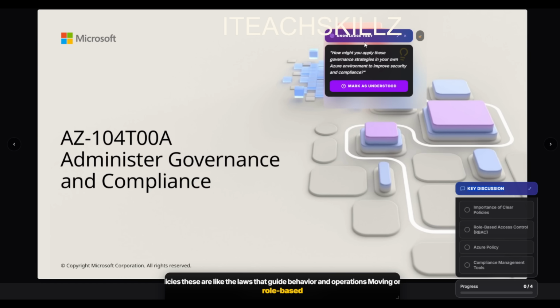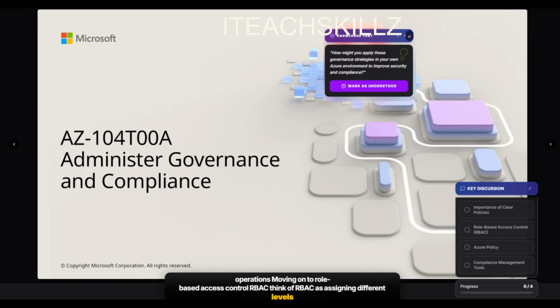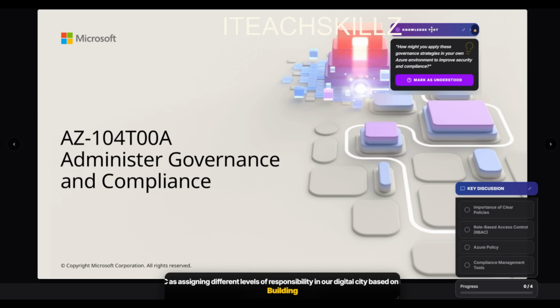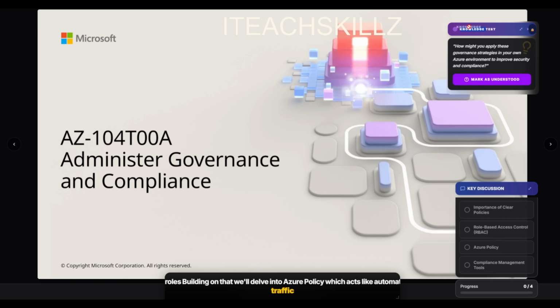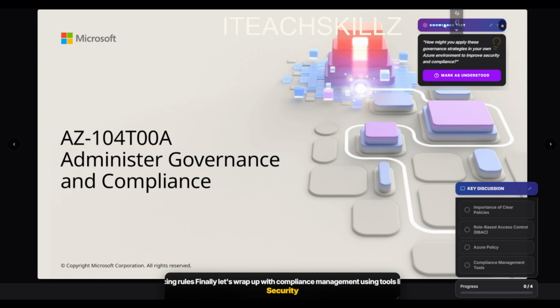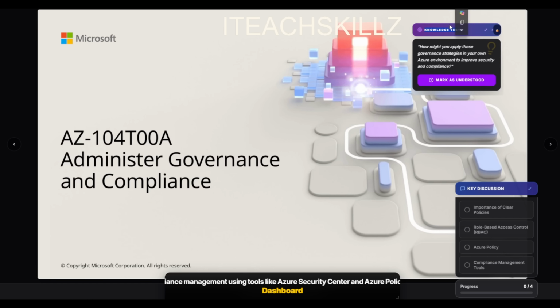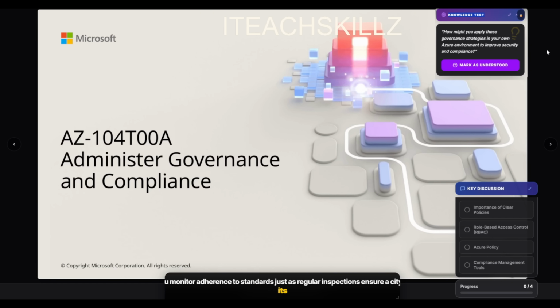Moving on to role-based access control, RBAC. Think of RBAC as assigning different levels of responsibility in our digital city based on roles. Building on that, we delve into Azure Policy, which acts like automated traffic cops, ensuring everything runs smoothly by enforcing rules. Finally, let's wrap up with compliance management using tools like Azure Security Center and Azure Policy Compliance Dashboard. These help you monitor adherence to standards, just as regular inspections ensure a city meets its safety codes.